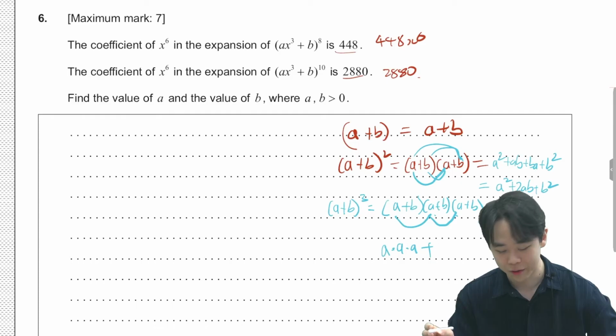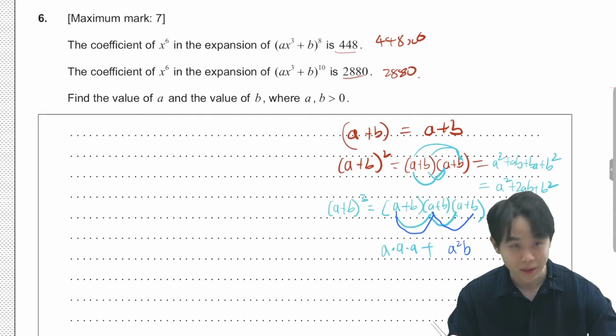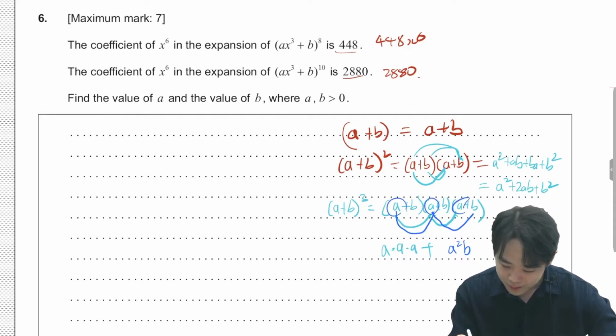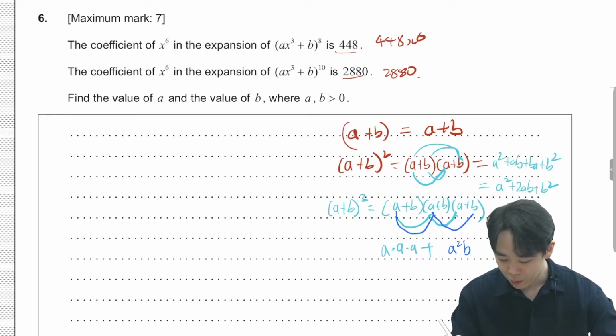Then we got to add the other cases. Like, what if we choose 2 a's and 1 b? So we might do a, a, then b, so we would have a squared b. But there's not just one way to do it, there's 3 ways to do it. We could do a, a, b, so the b would be on the third term. We could also do a, b, a. Or we could do b, a, a, where the b is taken from the first term. So there's actually 3 instances where a squared b is possible.